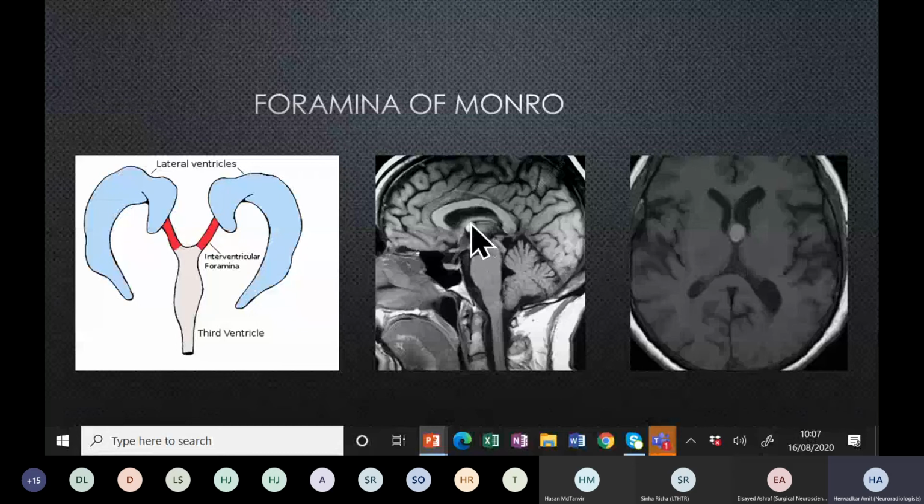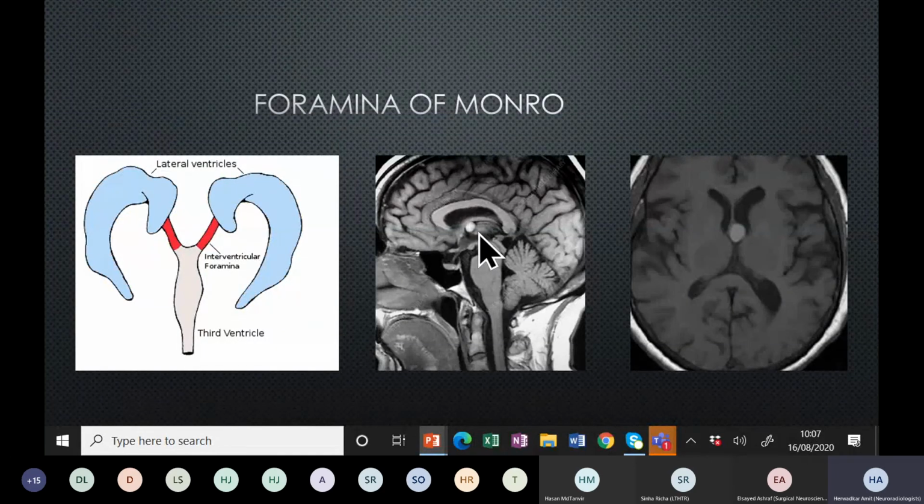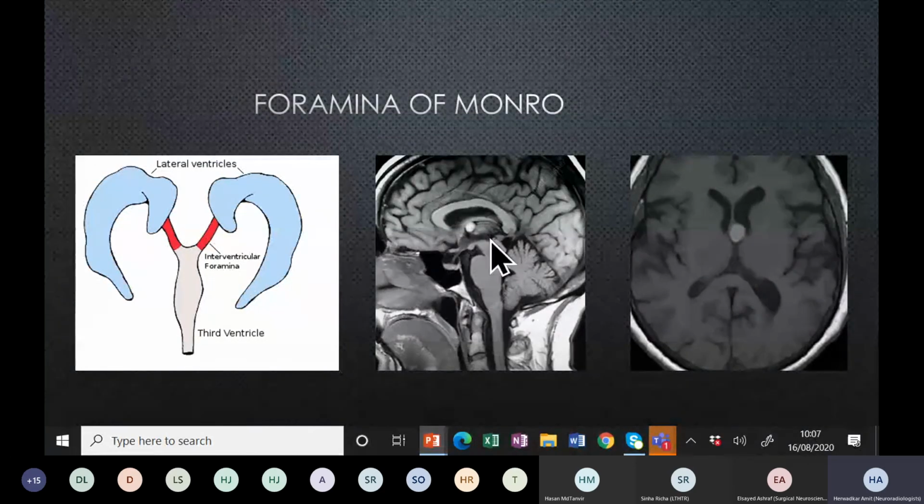ventricle over here. A sequence which is very useful is high resolution T1 or T2 through the midline, which will show you the foramen of Monro, and a colloid cyst as it happens in this patient. Note that the aqueduct and the fourth ventricle are normal in this patient.